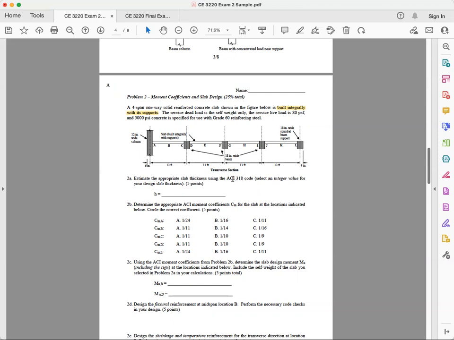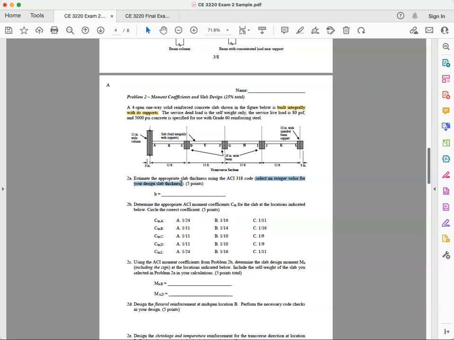How do we estimate the thickness of the slab? There is one equation in the one-way slab lecture. Let me repeat, and I know you're going to take some time to go back to that lecture notes to find that equation, but in the one-way slab example, we showed one equation to estimate the slab thickness, and use that equation. And note that there's a sentence saying here, select an integer value for your design slab thickness.